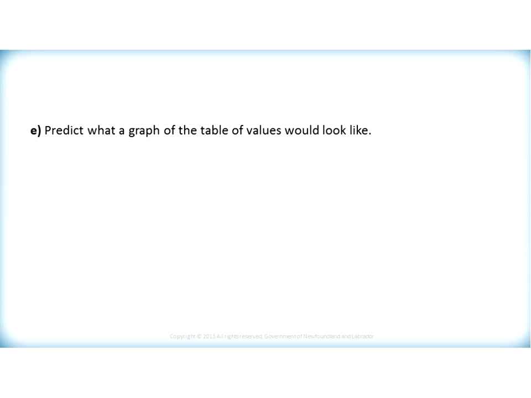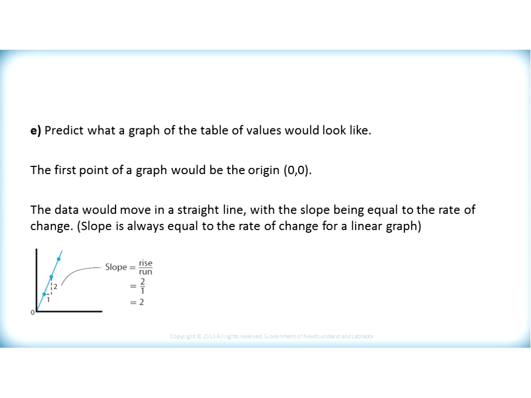So we're going to predict what a graph of the table of values would look like. The first point on our graph should be the origin, 0, 0, and the data will move in a straight line. The slope of our line will be equal to the rate of change. Again, slope is always equal to the rate of change for any linear graph.